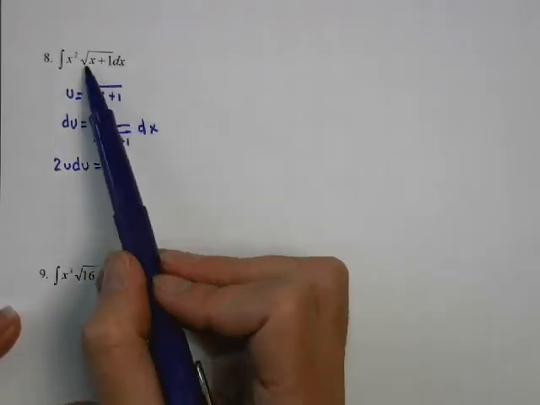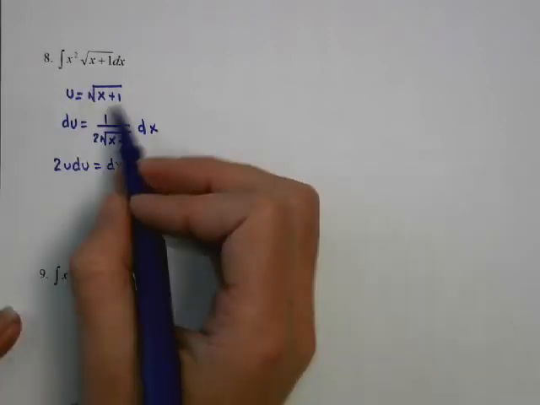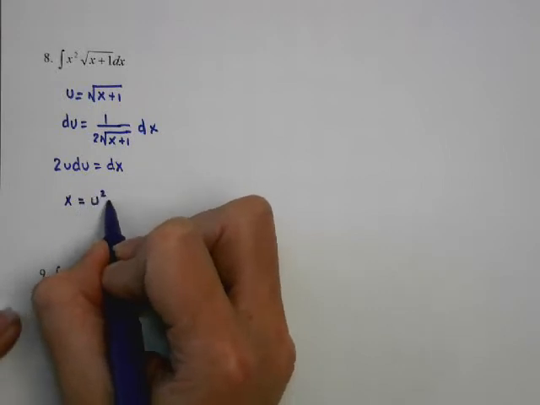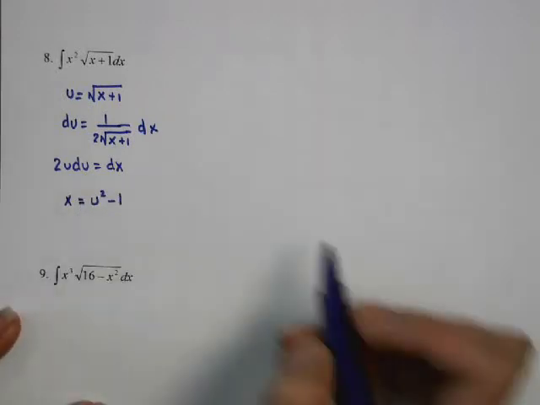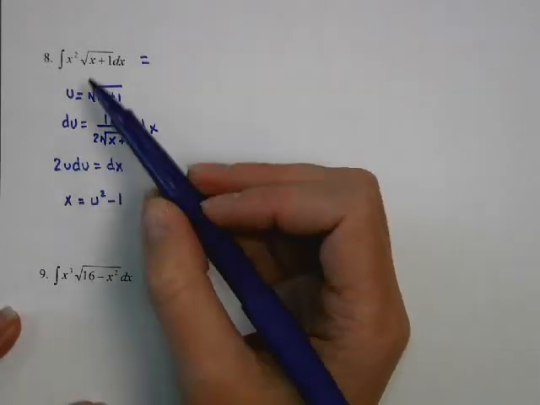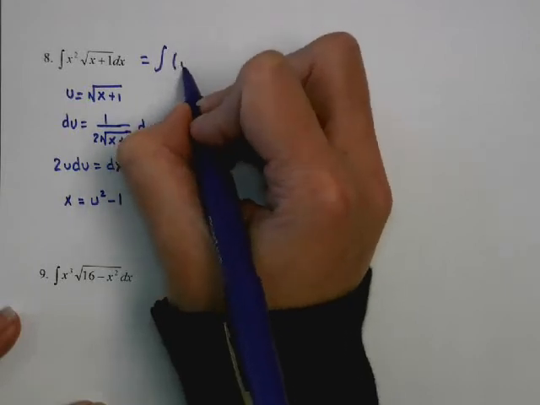Okay, so that deals with this, that deals with this. We have an x squared here, so I'm going to solve this. So x is going to equal u squared minus 1. So let's see where that gets us. So x is going to get replaced with u squared minus 1.